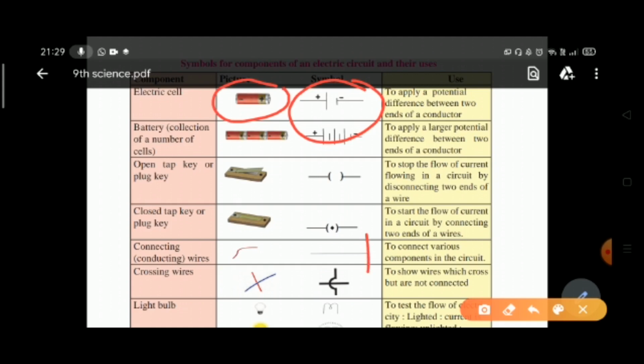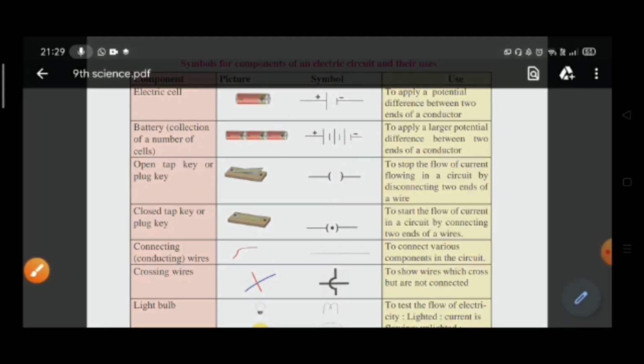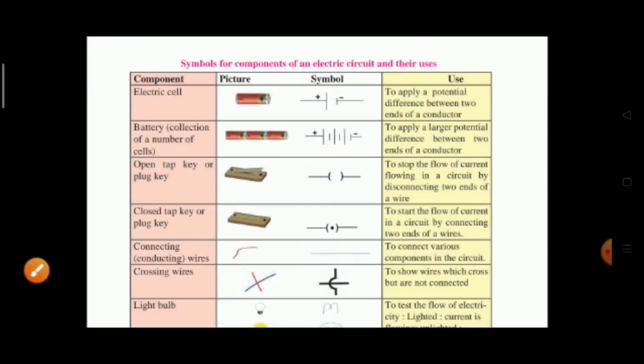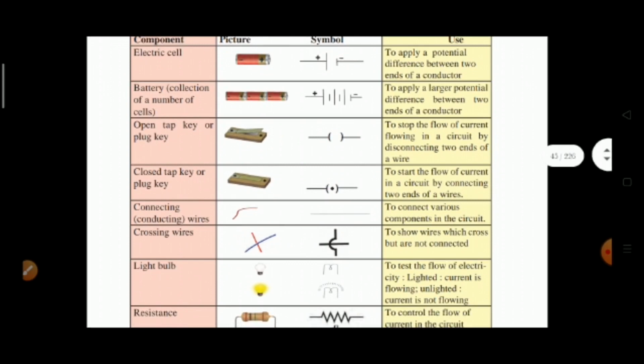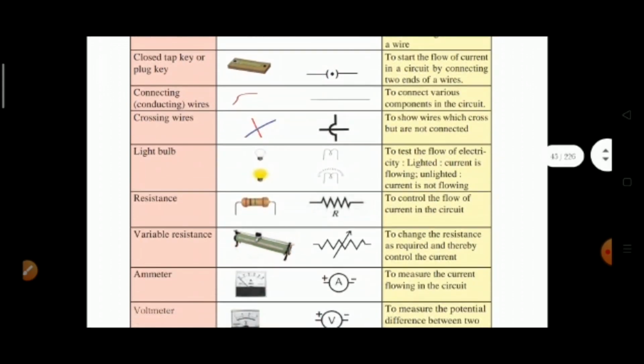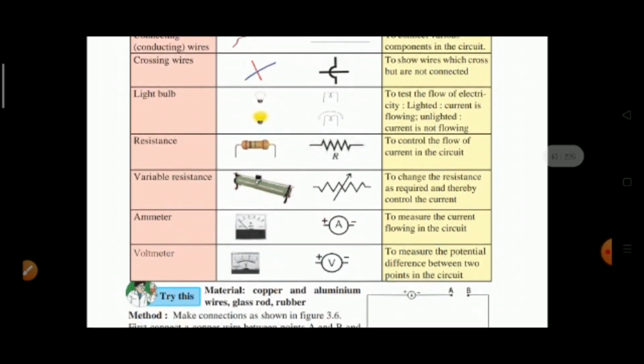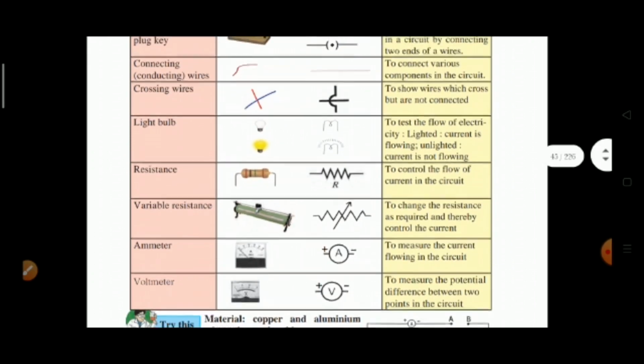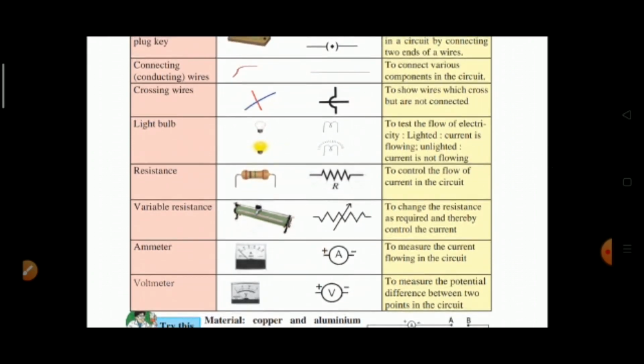of a wire. Connecting wires, to connect various components in the circuit; crossing wires, to show wires which cross but are not connected; light bulb and all. You can see many things. The voltmeter to measure the potential difference as we had discussed before, ammeter to measure the current flowing in the circuit, resistance to change the resistance as required and thereby control the current.